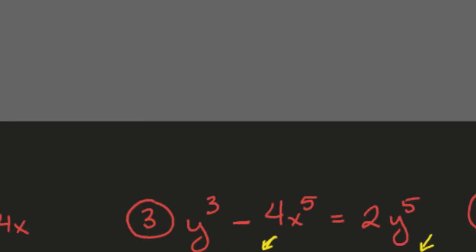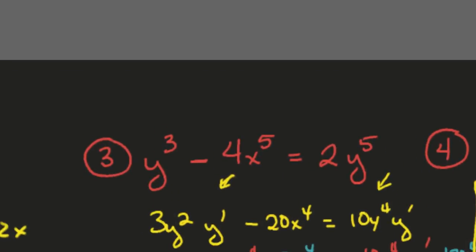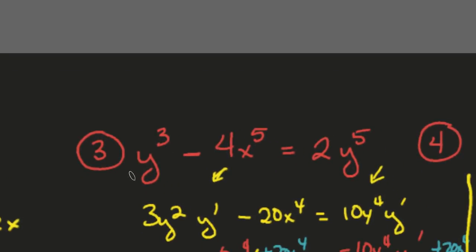Let's look at this one here. Go ahead and try it. Pause the video. Hopefully you've been doing this all along. Alright, so the first step should be deriving. When we derive this, 3y squared y prime minus 20x to the 4th equals 10y to the 4th. We derived a y, so we get y prime. Here, this is the first scenario where we have two y primes. Get them all on one side, everything else on the other side.